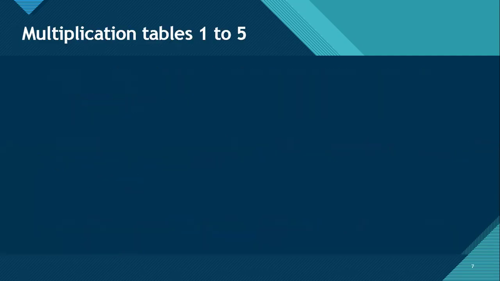Now, the next topic is the multiplication tables, from 1 to 5. Now, multiplication table, see, what is multiplication? It is repeated addition. It means if we are repeating the same number many times, then it becomes tabular form, or table form, that is called the multiplication table. So quickly see the multiplication tables from 1 to 5.